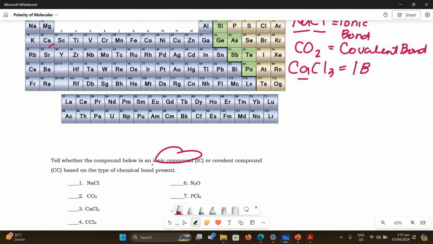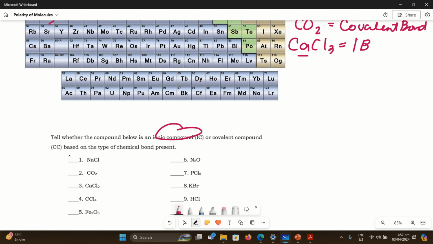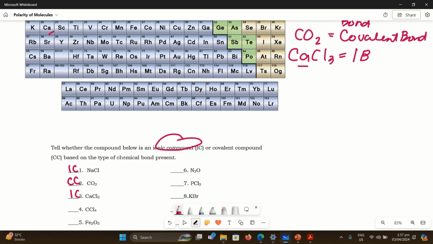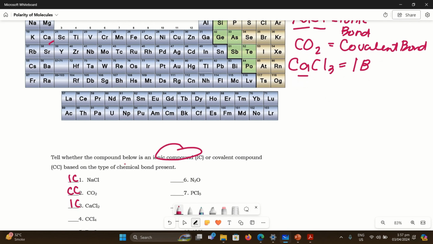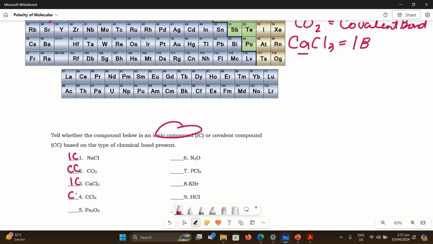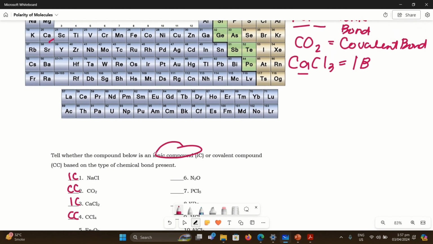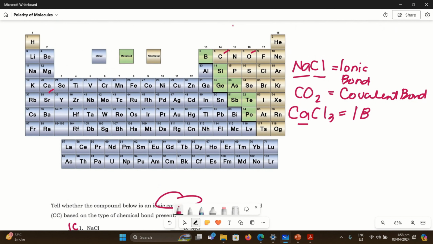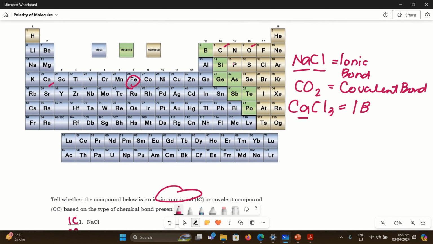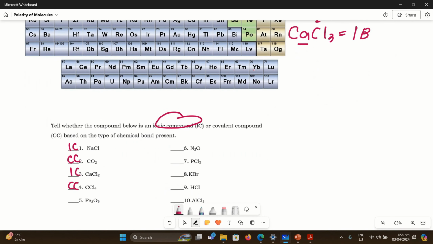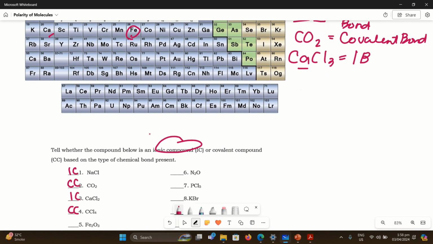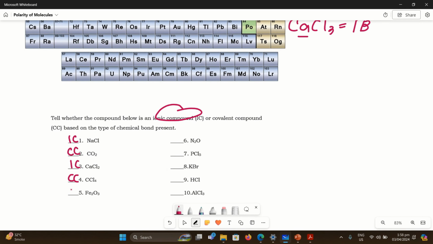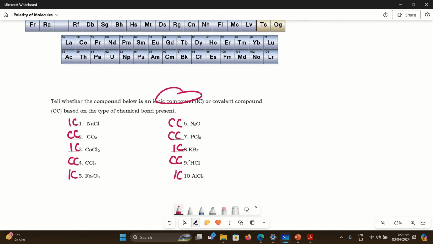So no need to write that. So this is IC, this is CC, then ito ay IC, CCl4, so it is both non-metals. So that is CC, and we have iron, Fe, and oxygen, that is iron here, and we have oxygen that is here. So it means, of course, alam mo nang metal, so madadetermine mo na IC siya. It is very easy, right? So madali lang siyang intindihin.